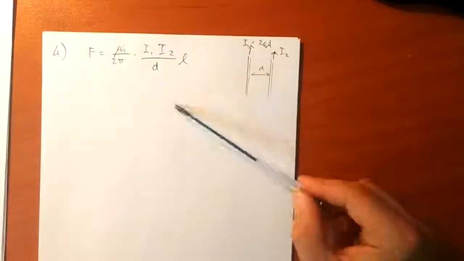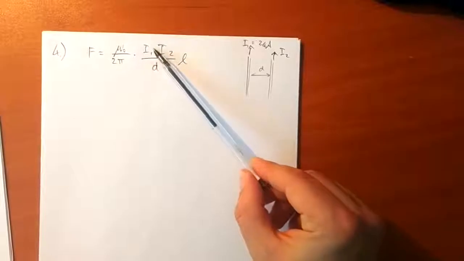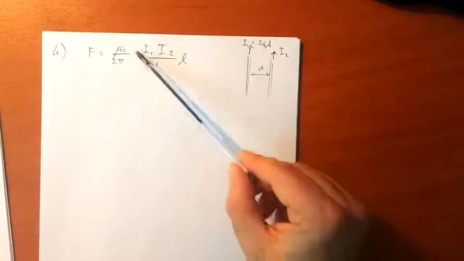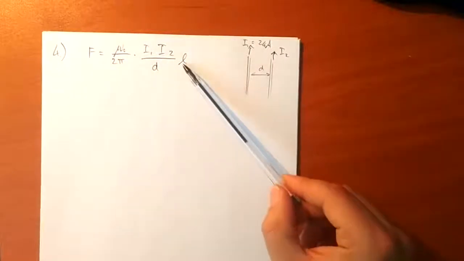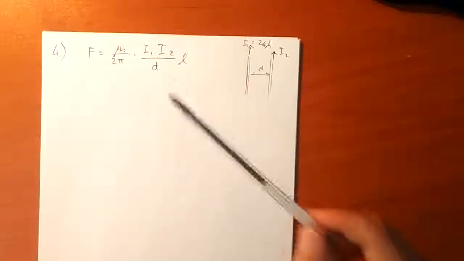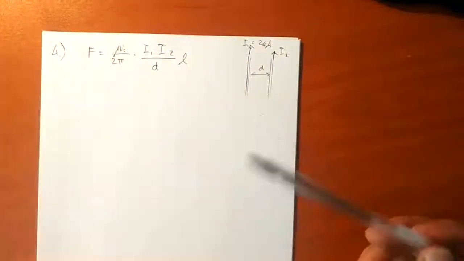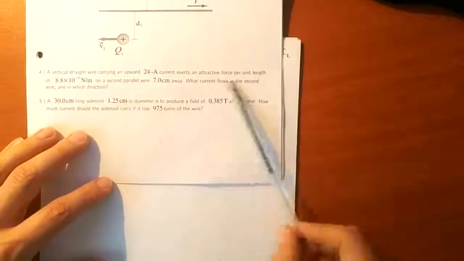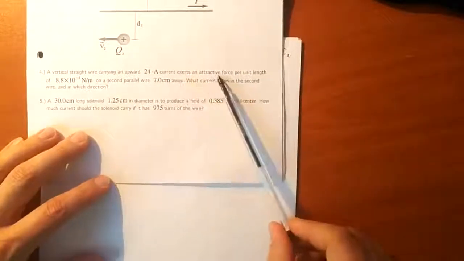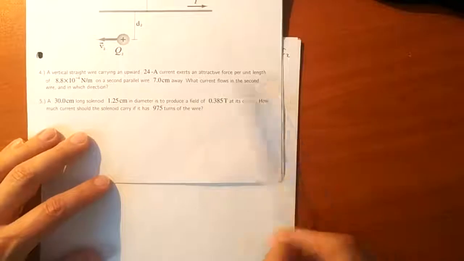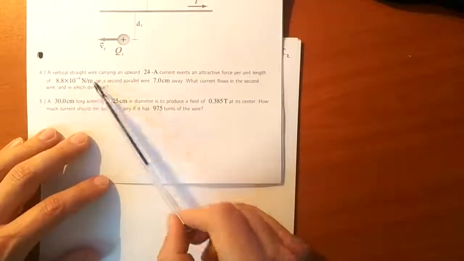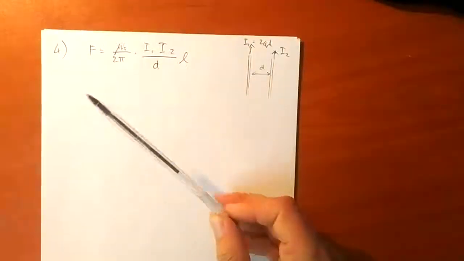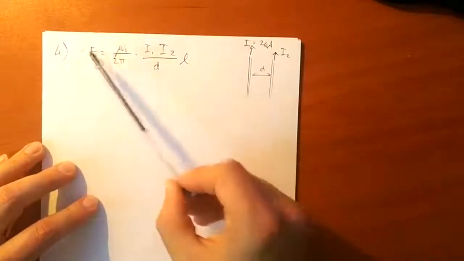Okay, so I've got one of the currents, I've got the distance, these are just constants, so what do I not have? I'm missing F, I'm missing L, and I2 is what I'm after. Right. Okay, but what do they give us? They don't give us the force directly, they give us a force per unit length. They give us newtons per meter, force per length. So that is going to be F over L.